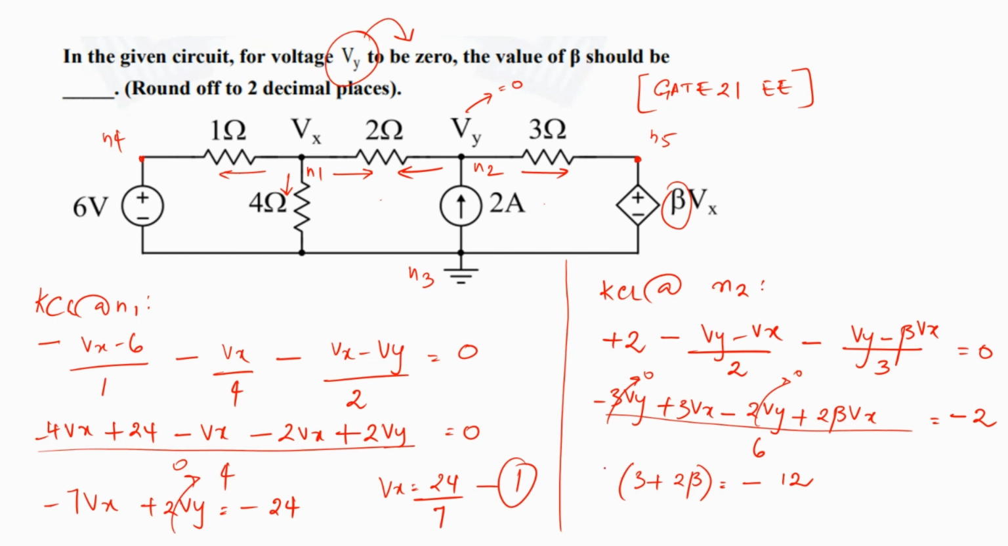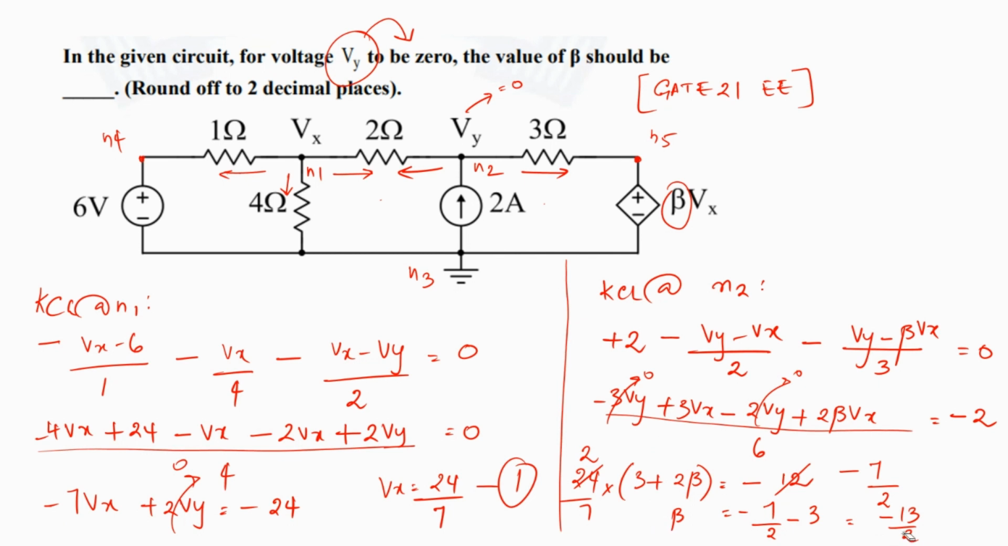So let me replace Vx with 24 by 7 and keep the remaining. So here I have 2 by 7. So that would turn out to be minus 7 by 2 is equal to 3 plus 2 beta. So further simplifying, we get minus 7 by 2 minus 3 is equal to 2 beta. So this becomes minus 7 minus 6 by 2, which is minus 13 by 2. Now 2 beta is minus 13 by 2. Therefore, beta will be minus 13 by 4.